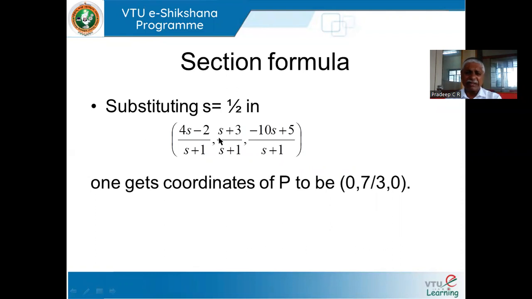Correct. All I'm telling is just substitute S equal to half in this. This I've already seen. S equal to half, I get 0. So this is the coordinates on the XY plane, as is supposed to be. The X coordinate and Z coordinate both are 0 in this. It so happens like that.